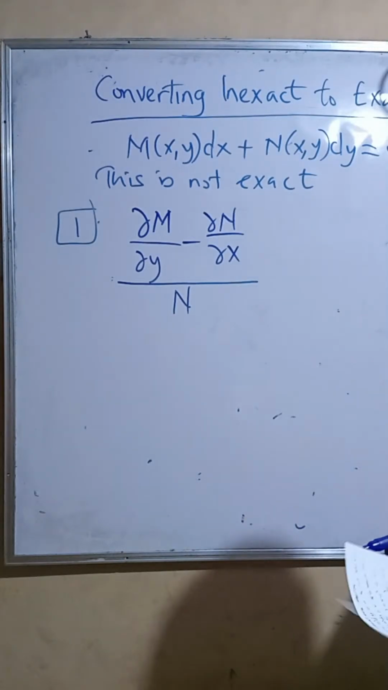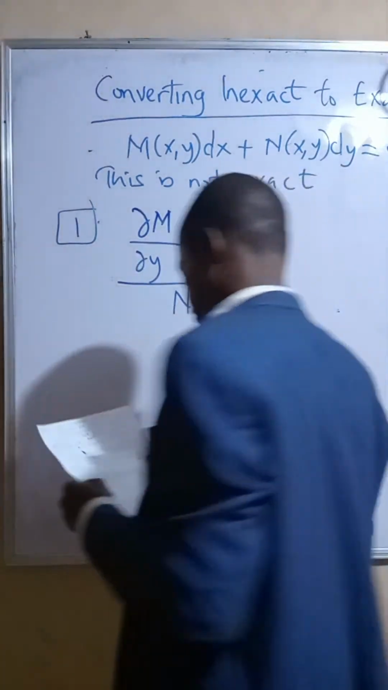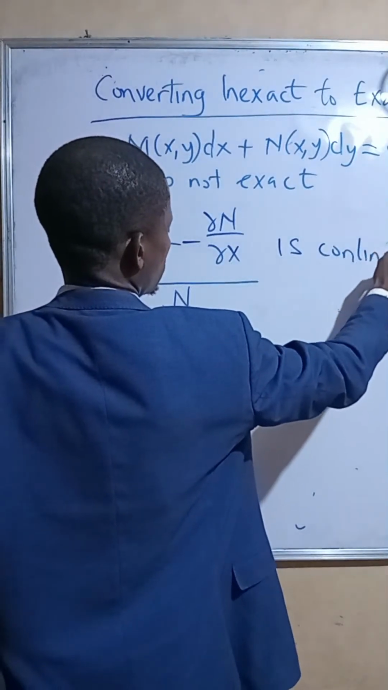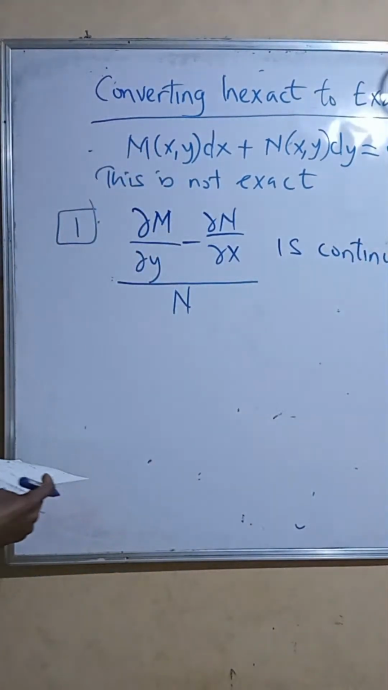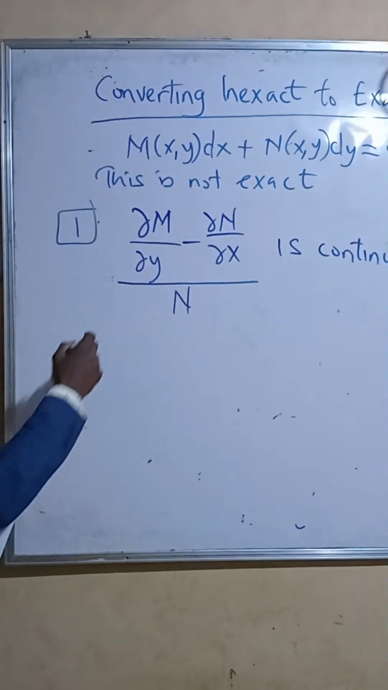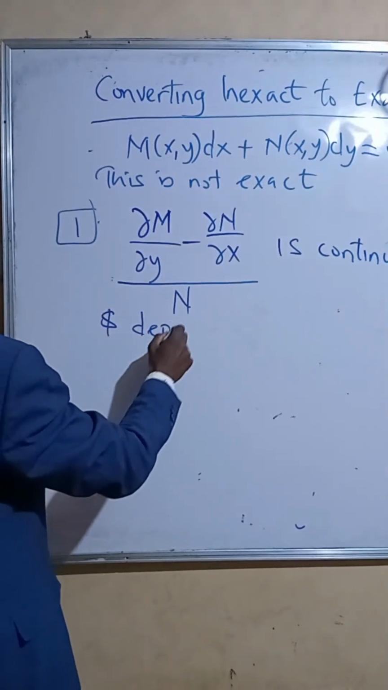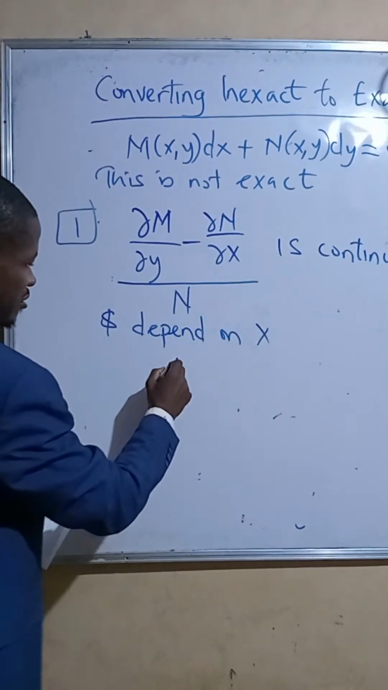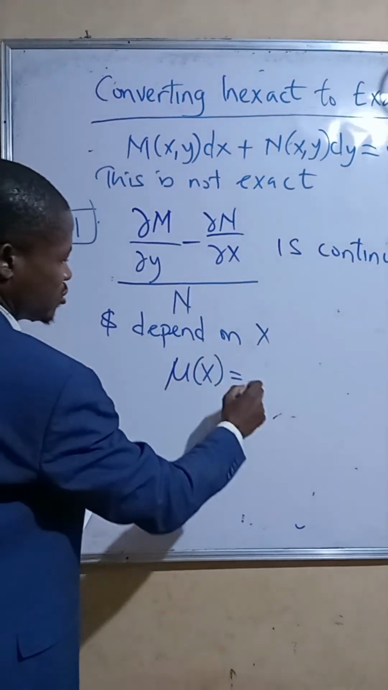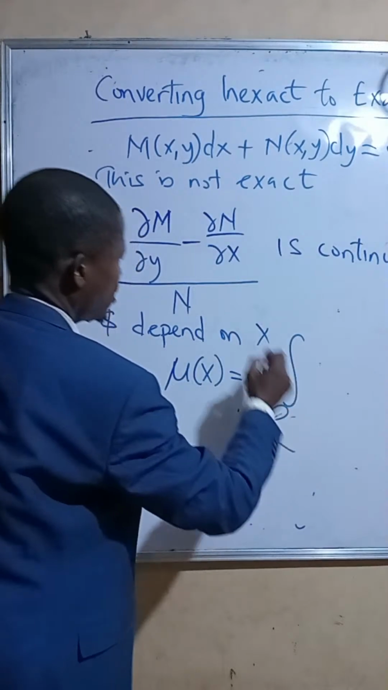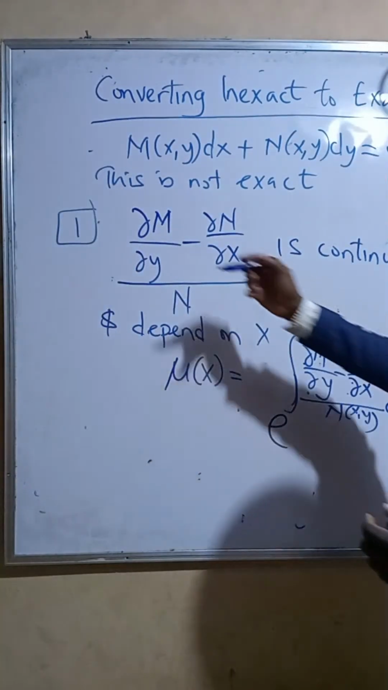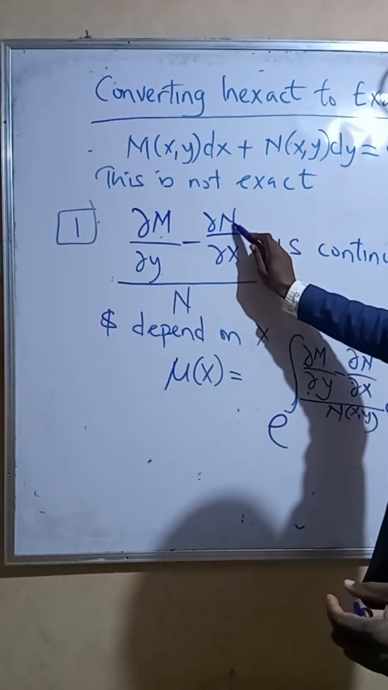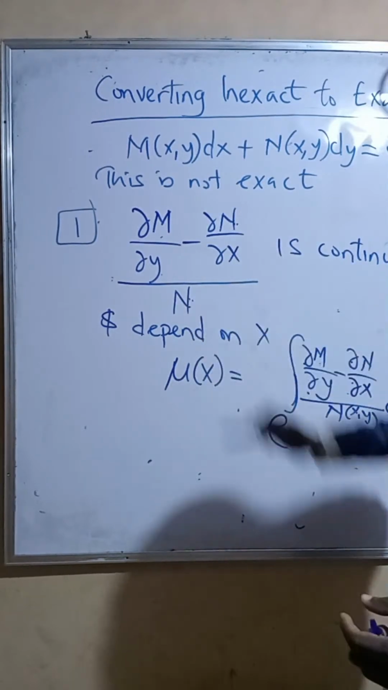In that case, if this is continuous and depends on x, then your integrating factor will be equal to e to the power of this one. Once we start with the partial differential of m with respect to y, the next one will follow. So the function that ends here is n, that will be the one at the bottom.